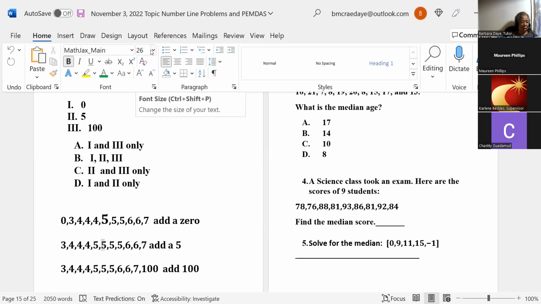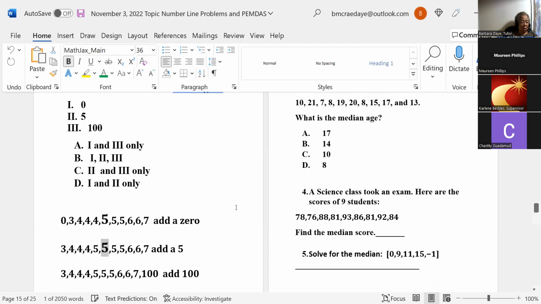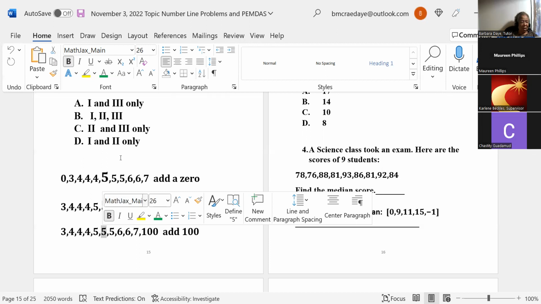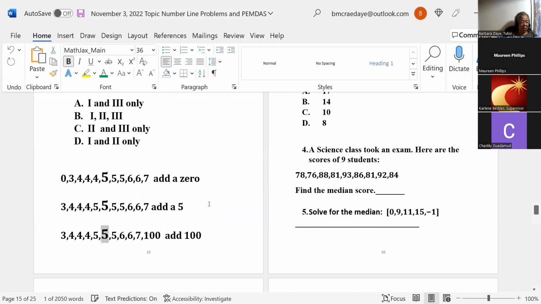And let's see, make that bigger. This is 1, 2, 3, 4. And the other one is a 5 too. That's right. 1, 2, 3, 4, 5. Put a 5 here. And make that bigger. So in all cases, the median stays 5, right?